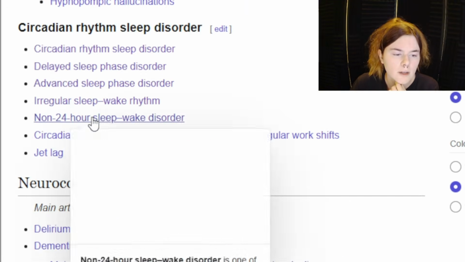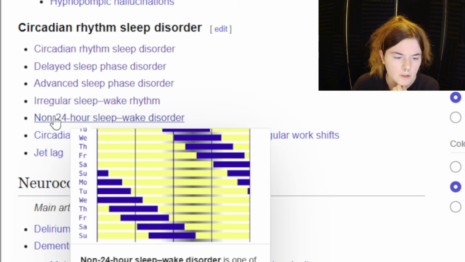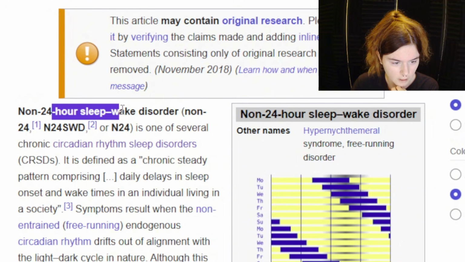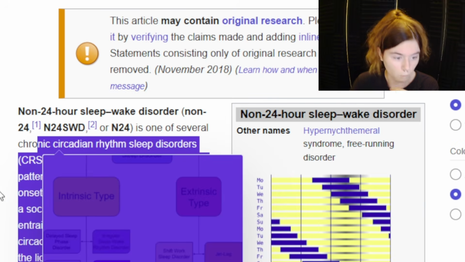Fascinating. Smash. Next up, we have non-24-hour sleep-wake disorder. Non-24-hour sleep-wake disorder is one of several chronic circadian rhythm sleep disorders.